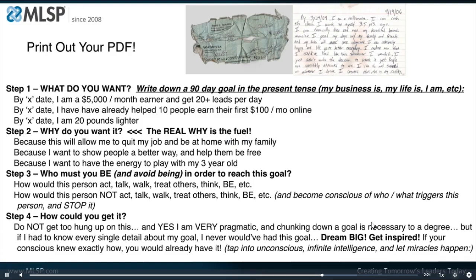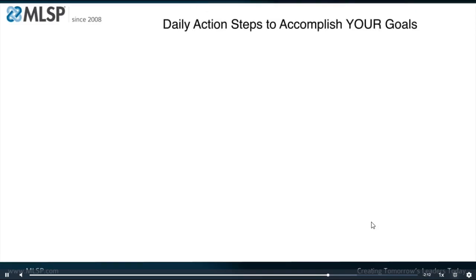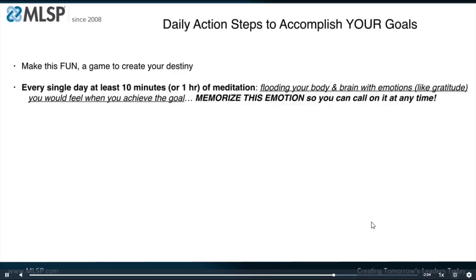It's important that you print out the PDF attached to this step. It will guide you in putting pen to paper and writing these goals now. Now, after you write out your goals with the attached PDF, just a couple quick things to help you accomplish your goals. This is a big deal. Make this fun. It's a game to create your destiny.